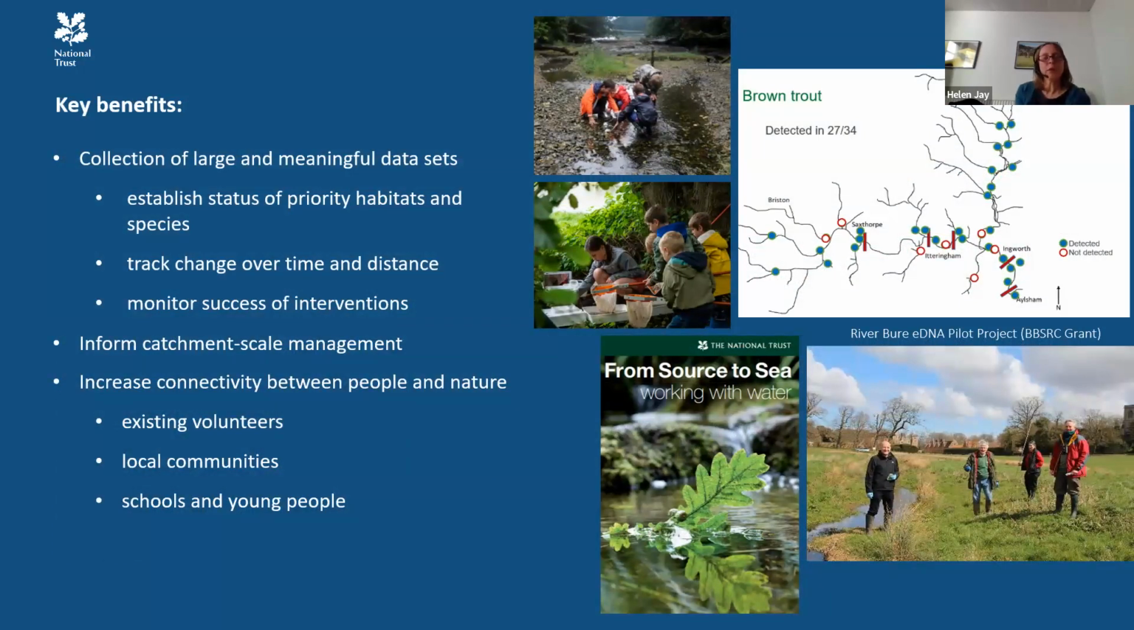So really what we see as the key benefits to the National Trust from being involved in the MoRPh Estuaries project is firstly that ability to collect large and meaningful data sets. Now, there's a number of reasons that we're really interested in doing this. Firstly, it's to establish the status of priority habitats and species. So what condition are they in at the moment, and what's that telling us about their health? We're also really interested in tracking that change over time and distance. So this might be simply to understand how those systems are responding to our changing climate or changing pressures.